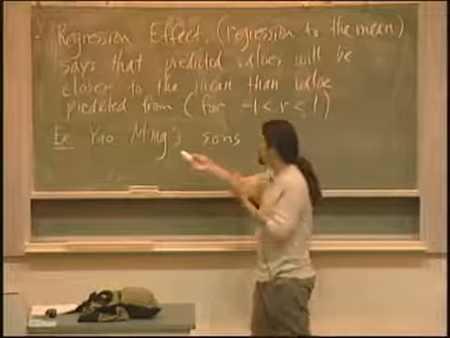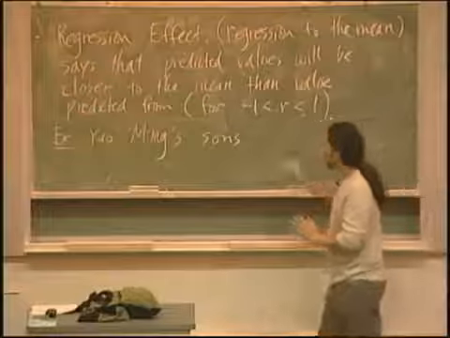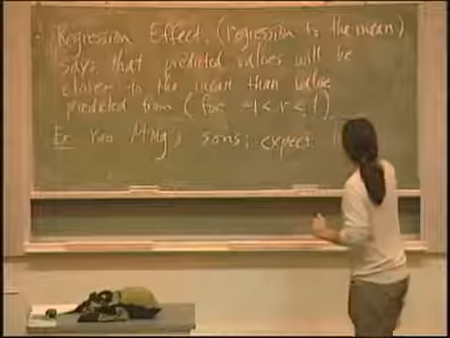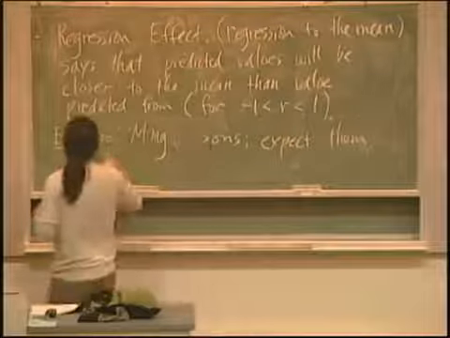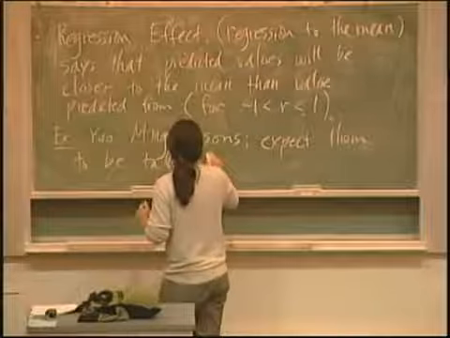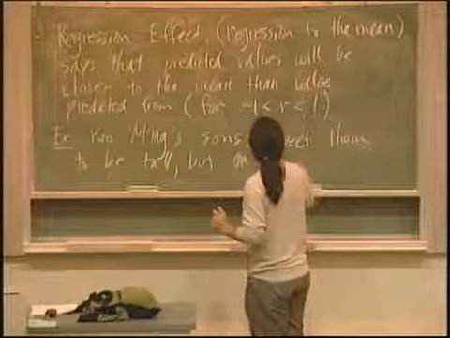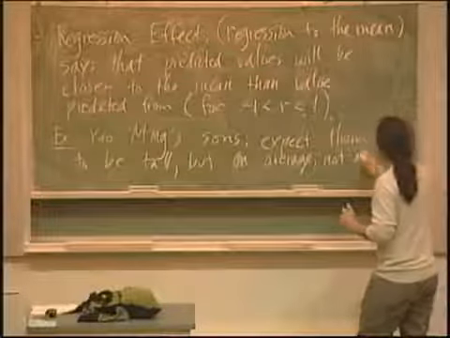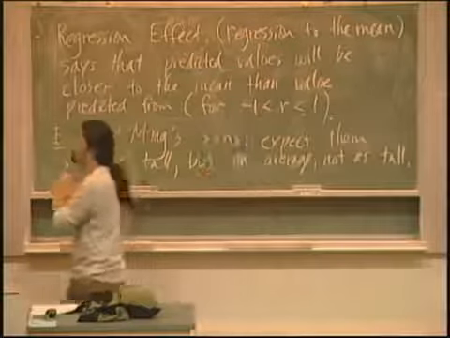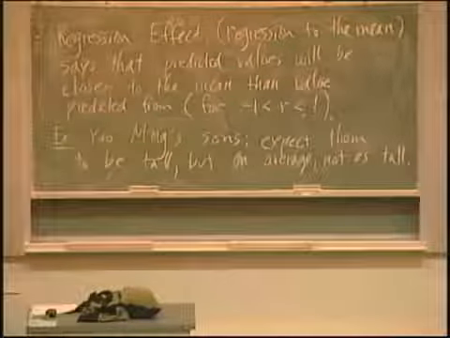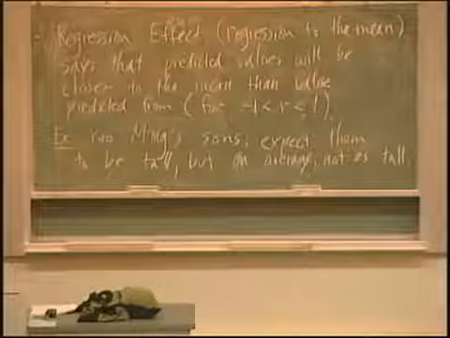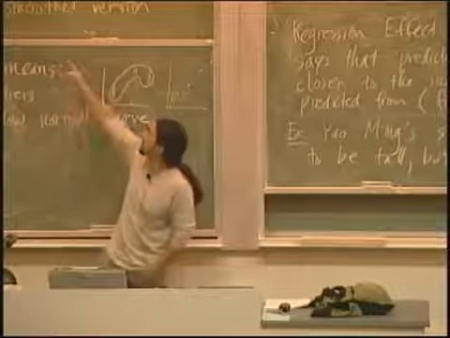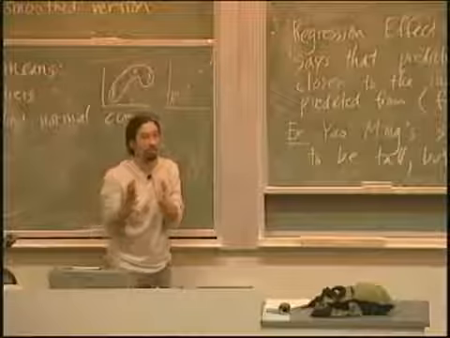Okay, so his sons, you should expect them to be tall, but on average, not as tall. So this basic principle works for the midterm scores and final scores too. If you get one SD above the average on the midterm, you expect to get above average on the final. But on average, all the people that get one SD above average on the midterm are a little bit closer to the mean on the final.